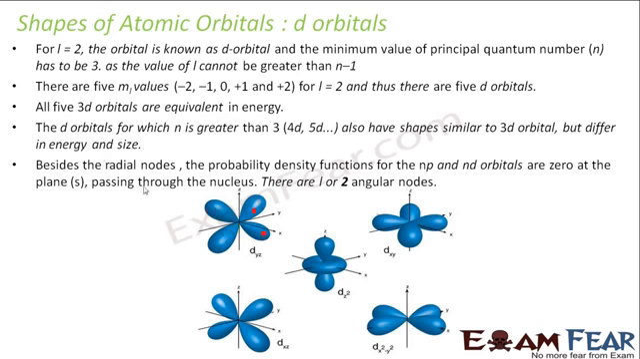Beside the radial node, the probability density function for np and nd are 0 at planes passing through the nucleus, and they are called angular nodes, right? And for this, the number of angular nodes is l. For d orbitals, the value of l is 2, so there are 2 angular nodes.